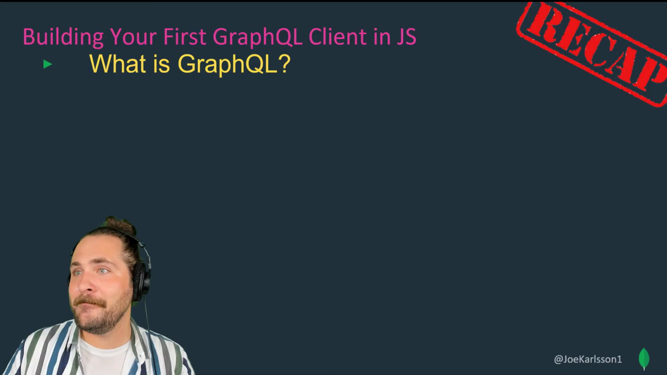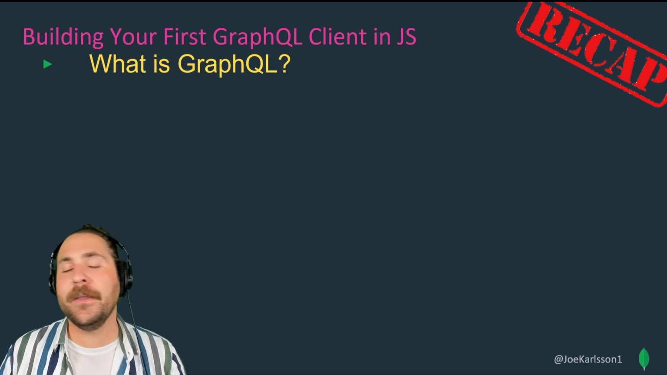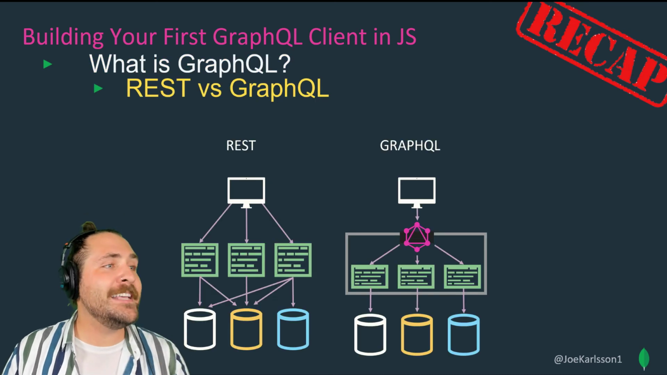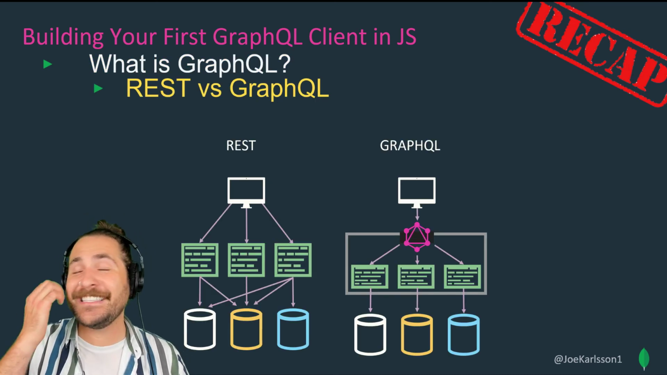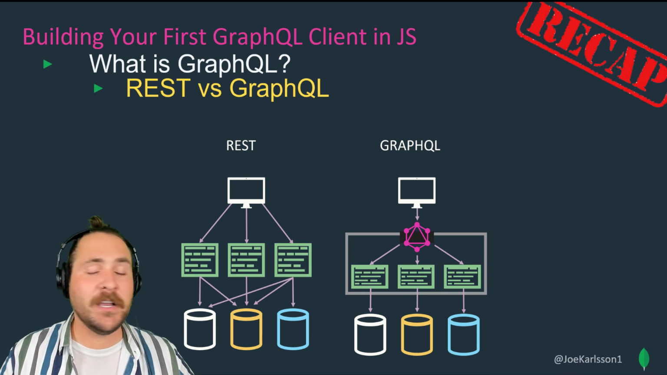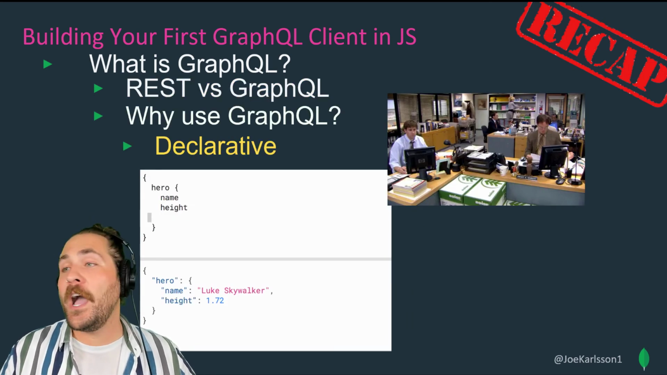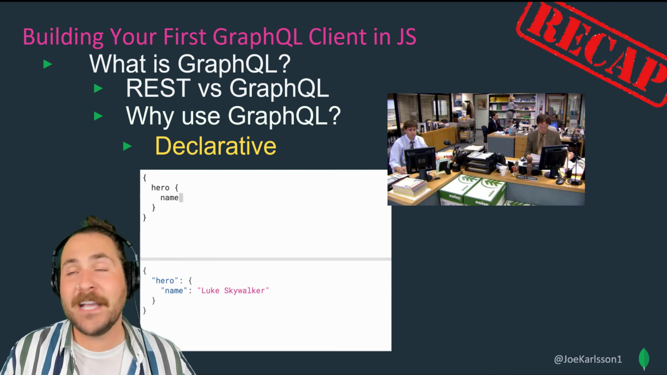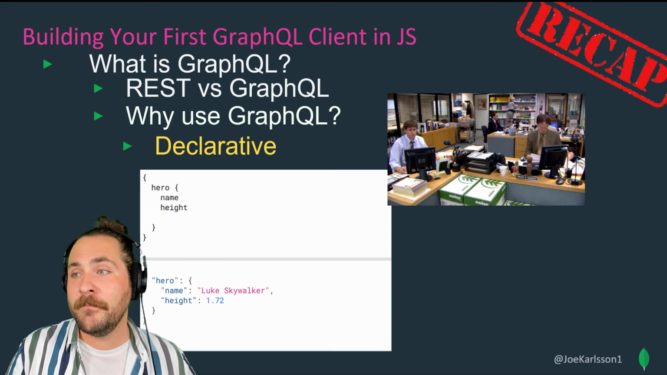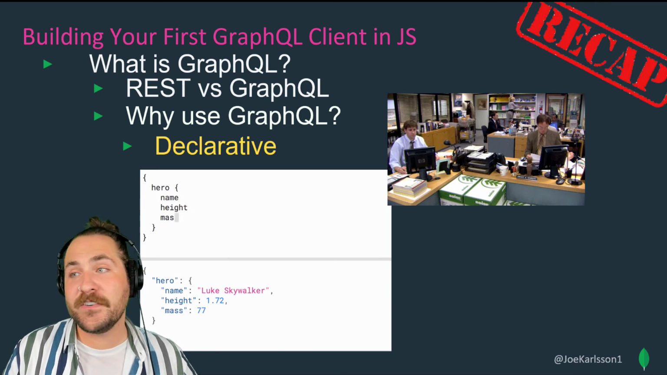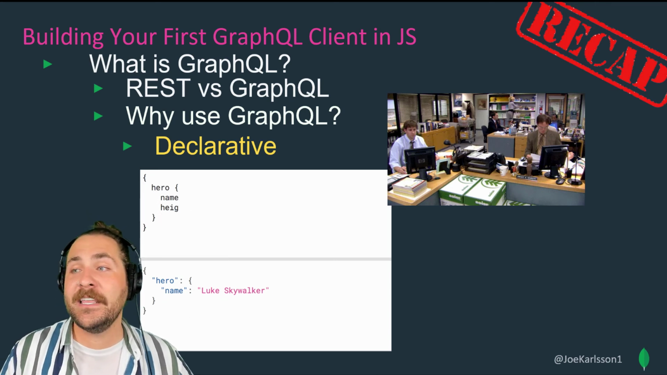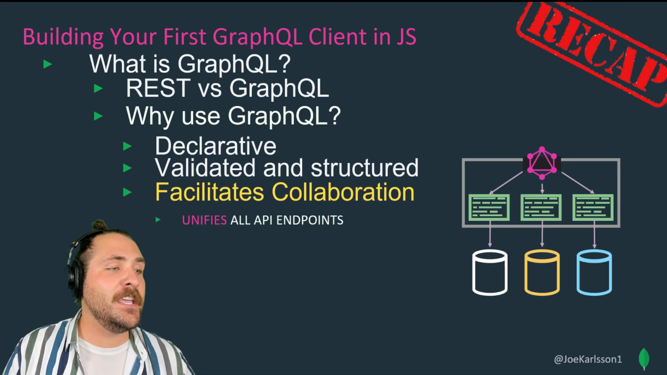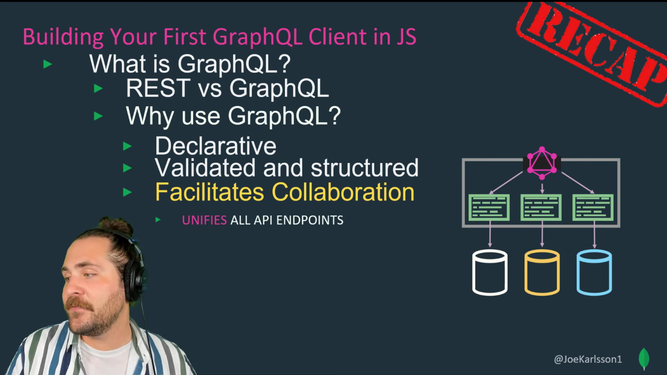I'm impressed. Okay, so let's do a recap here of the whole kit and caboodle. What is GraphQL? The first thing we did was to discuss the difference between REST and GraphQL, right? Next thing, we discussed why you should be using GraphQL, and some of the things we first discussed was it being declarative. As a front-end engineer, we don't have to care where it's coming from, or how it works, or what database or service it comes from. All we say is, I want this data in this structure, get it back to me. It's validated and structured. It unifies all API endpoints, amazing for huge teams.